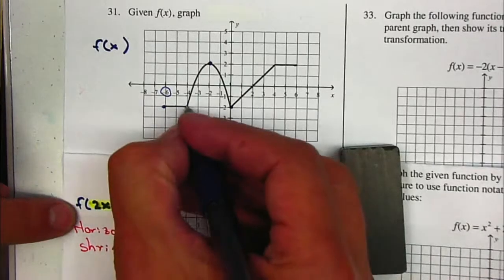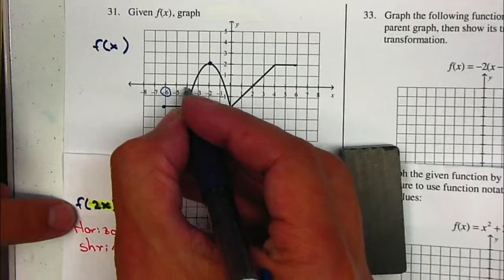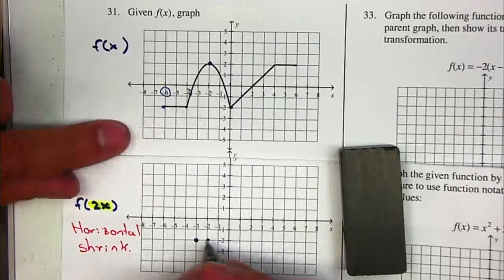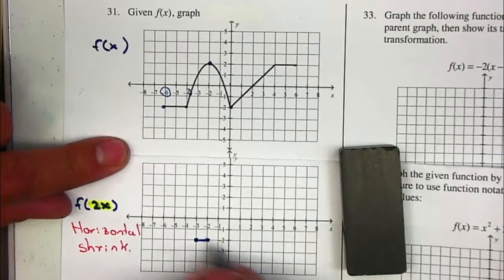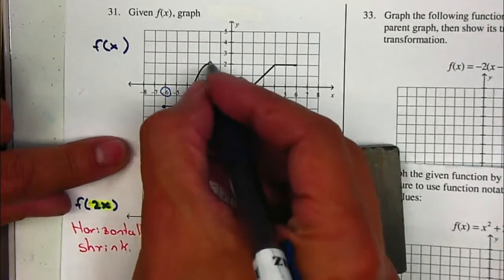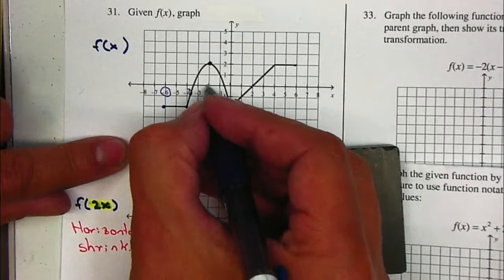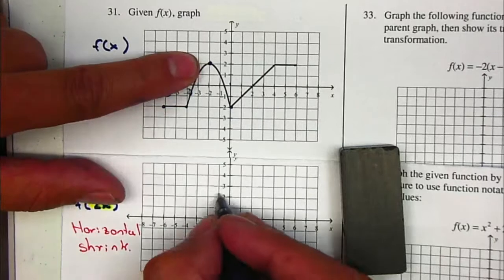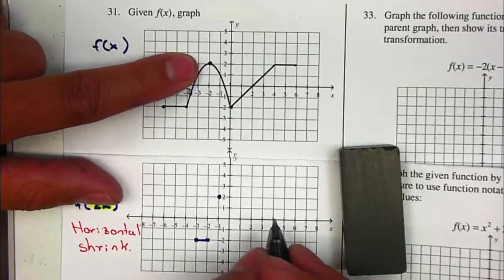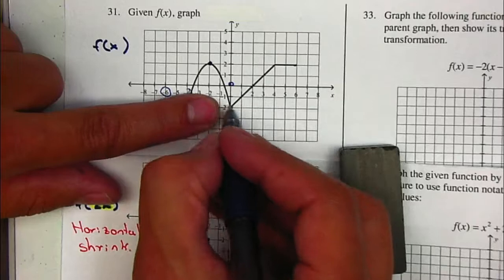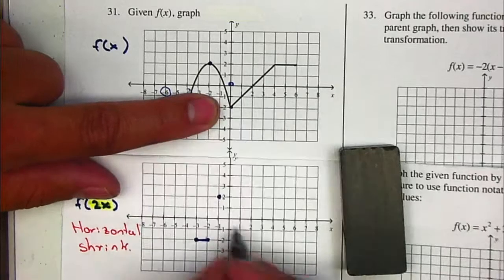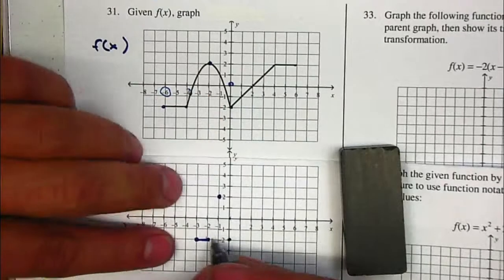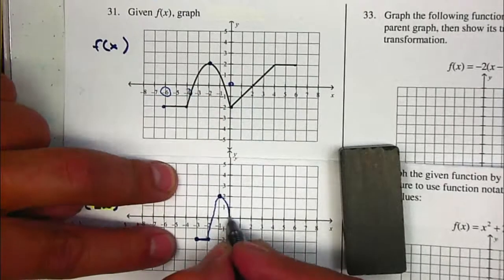The next point is right here. Negative 4 divided by 2 is negative 2, and it's down 2. So this whole segment got shrunk into this segment. The next one is this point, which is negative 2. We're going to divide by 2, so it'll be negative 1. And how high is it? The same height. The next one is 0. We divide by 2, which is 0, and it's down 2. So that's this curve right here that got shrunk as well.